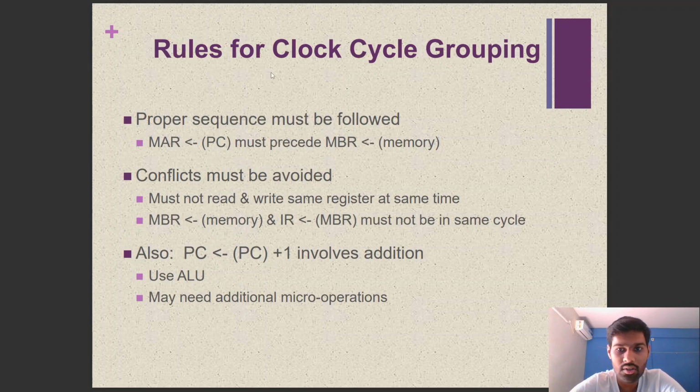Rules for clock cycle grouping. Proper sequence must be followed. PC to MBR must precede memory to MBR. Conflict must be avoided. Must not read and write the same register at the same time. Also, involving addition, use of ALU may need additional micro operation.